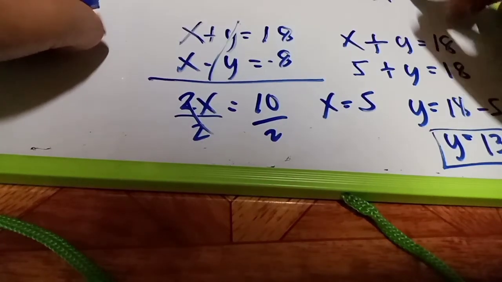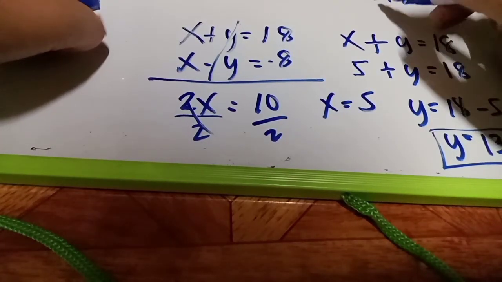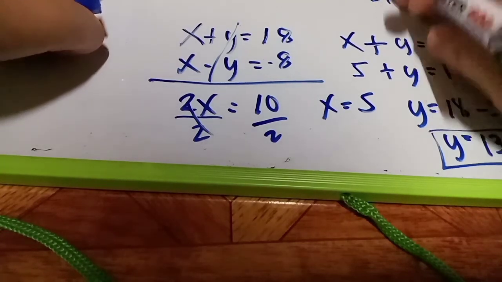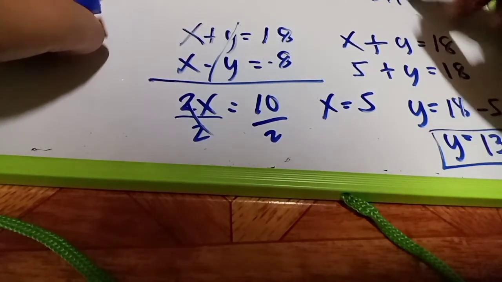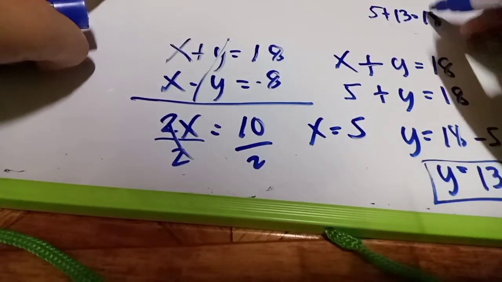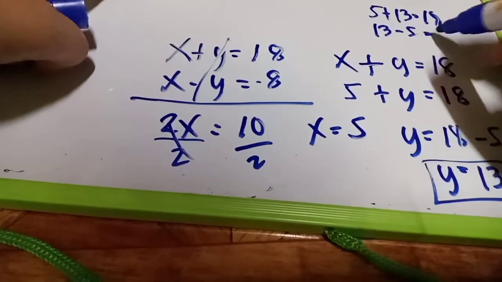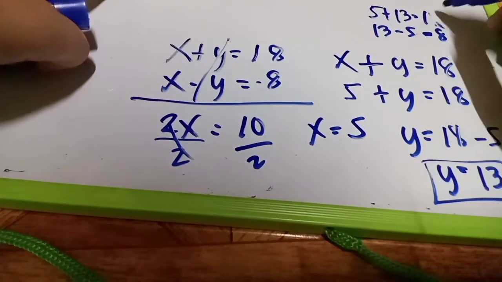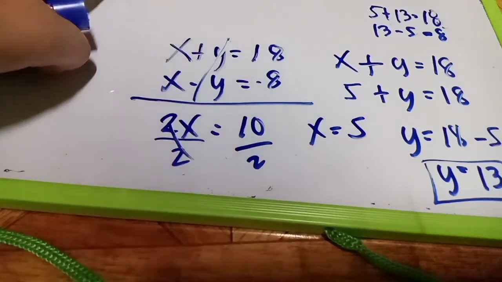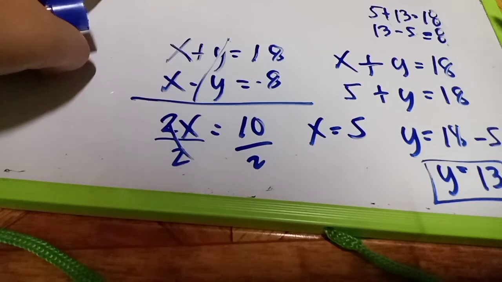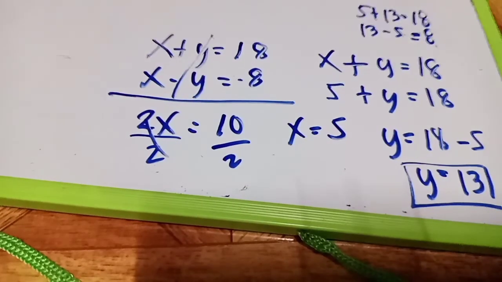Take note, 5 plus 13 will become 18, and then 13 minus 5 will become 8. So this is the value of x and y. So this will be our final answer.